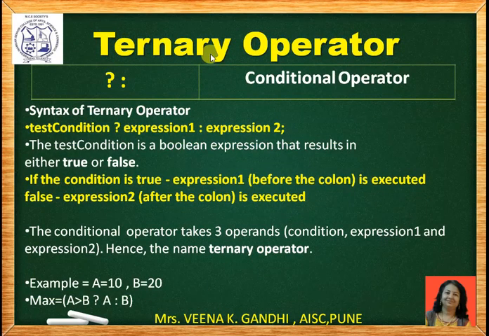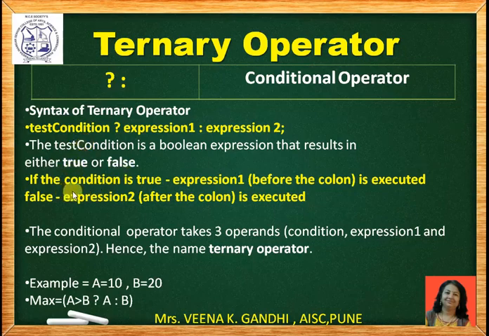The ternary operator is also known as the conditional operator. It operates on 3 operands. Syntax of the ternary operator: it is mostly used in decision-making statements. So the first part is the test condition, the second and third operands are expression 1 and expression 2. The test condition is a Boolean expression that results in either true or false.